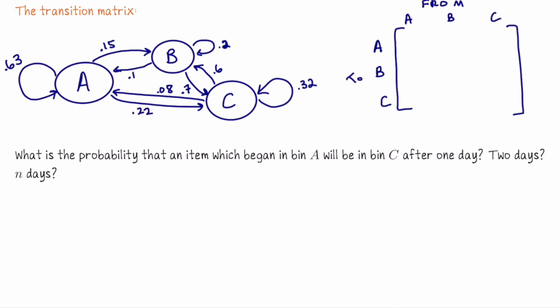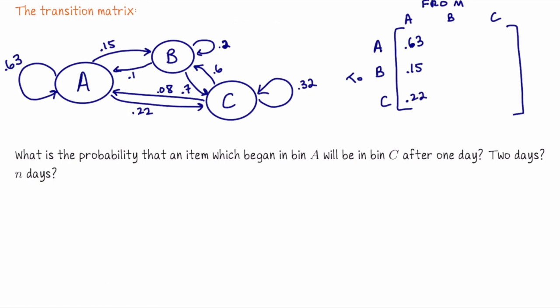For me, it's easiest to fill these out column-wise. So what I'm going to do is go down each column because I look at this diagram and it's easier for me to track where you're going from. So the first column is going to contain entries that represent all of the ways that you can travel from A. So you could go from A back to A, and that happens with a probability of 0.63. You could go from A to B, that's 0.15. From A to C, that's 0.22, just reading these off the diagram.